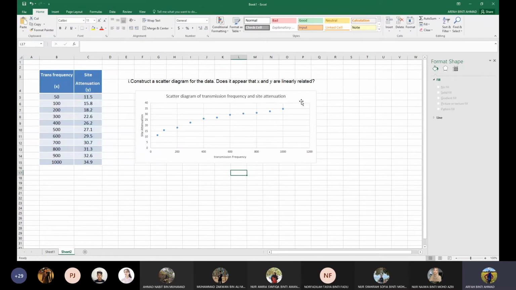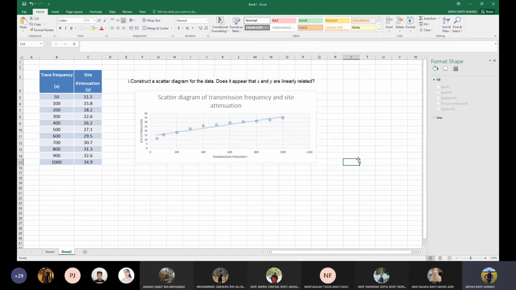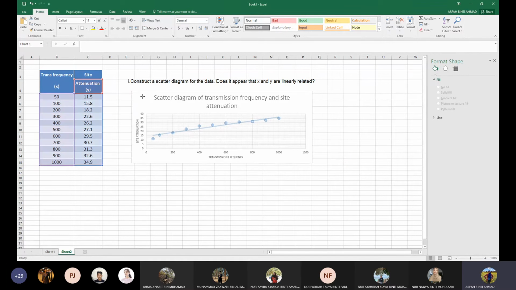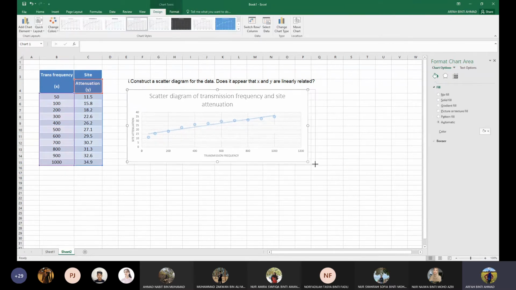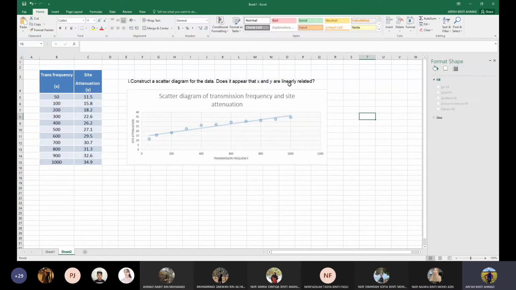Okay. So let's say saya nak masukkan dia punya trend line. So dapat macam gitu. So there exists a linear relationship or not? Sebab soalan dia construct a scatter diagram for the data. So awak dah menjawab soalan yang first. The construction of the scatter diagram already done over there. And then dia kata, does it appear that X and Y are linearly related? Yes or no? Yes.